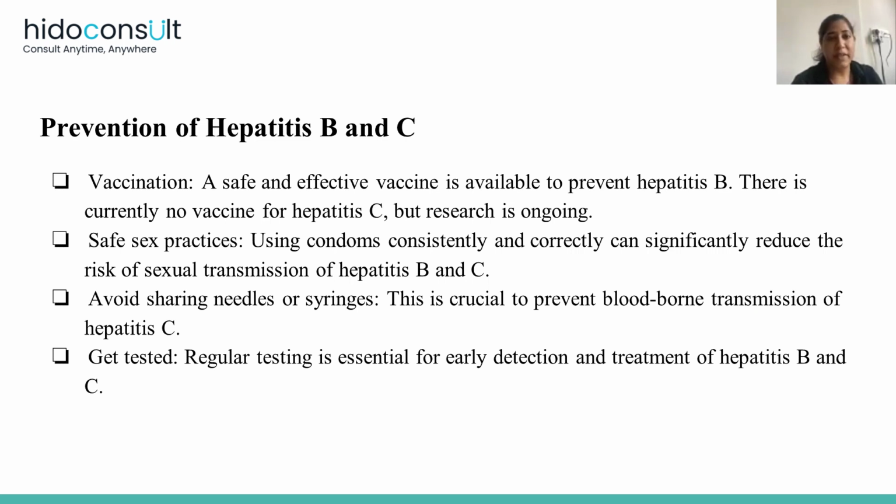Now coming to prevention. Prevention can be done by vaccination, safe sex practices, avoiding sharing needles and syringes, and getting tested regularly. In vaccination, there are safe and effective vaccines available for hepatitis B, but there is currently no vaccine available for hepatitis C. But the research is still ongoing on that part.